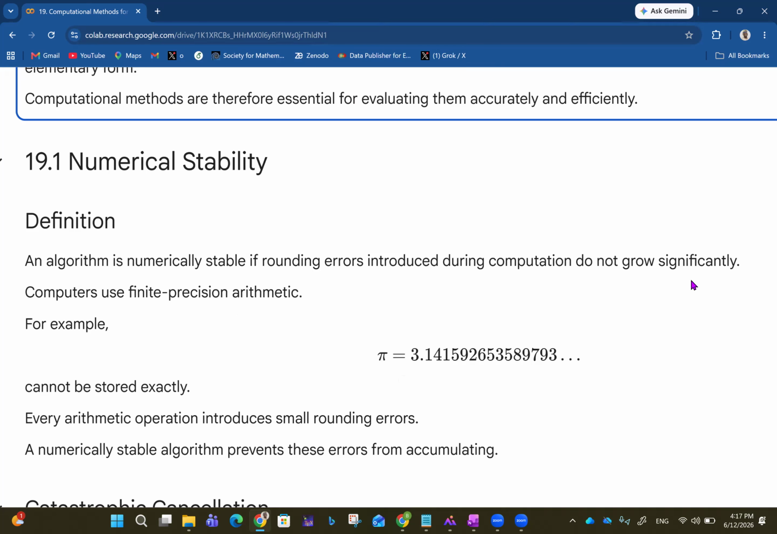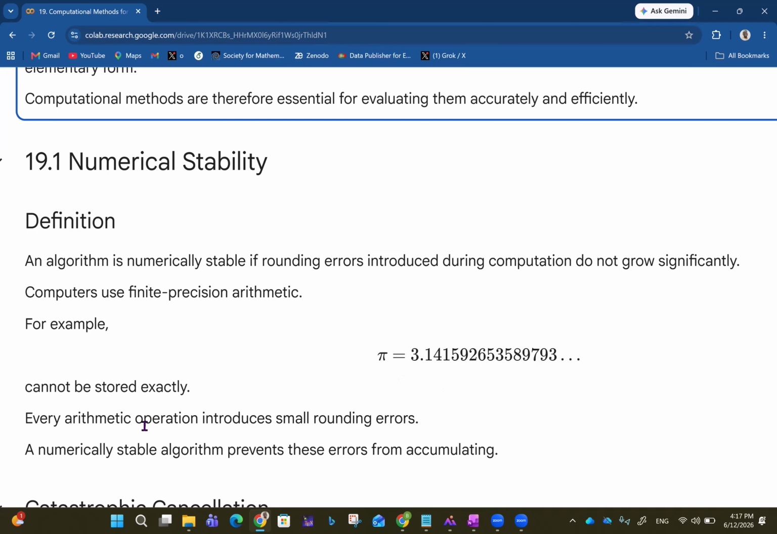So that's when you say it is stable. That is, whatever happens, you don't move away too far from what the real result should be. Computers use finite precision arithmetic. For example, you have pi, which can be approximated to 3.141592653589793, and so on and so forth. It keeps going, and this cannot be stored exactly, so you have to truncate it at some point.